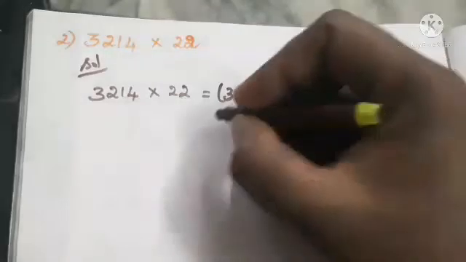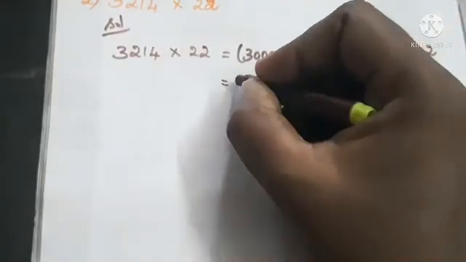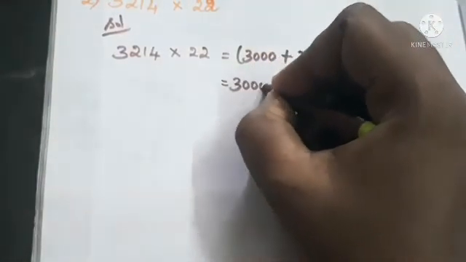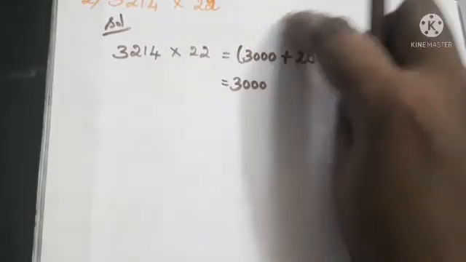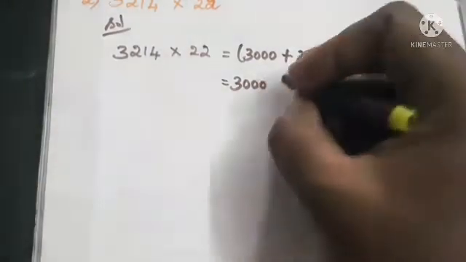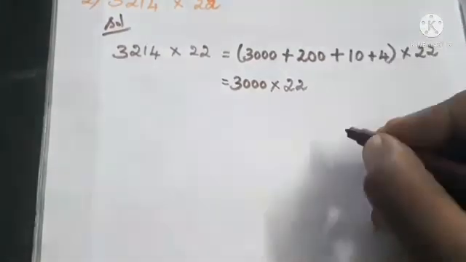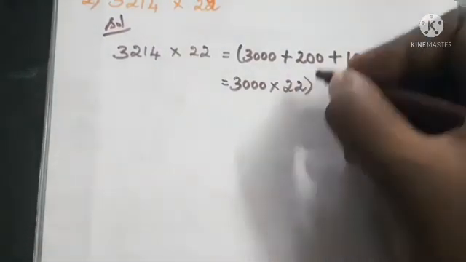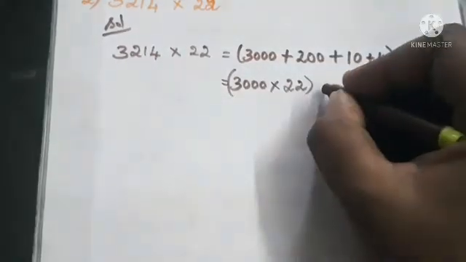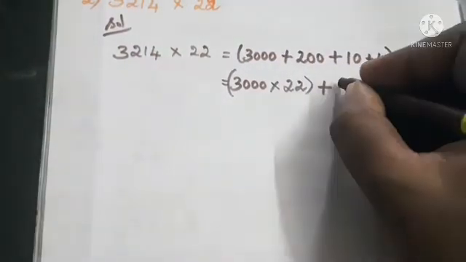So we are going to multiply the 3000 into 22. Listen, first this one into this one. Into symbol means multiplication symbol. So into 22, that one you have to place inside the bracket. Then the next symbol is the plus symbol. So plus.